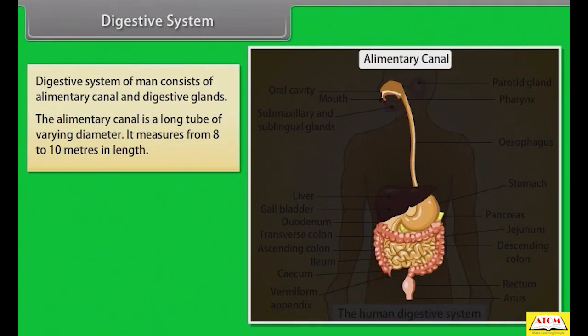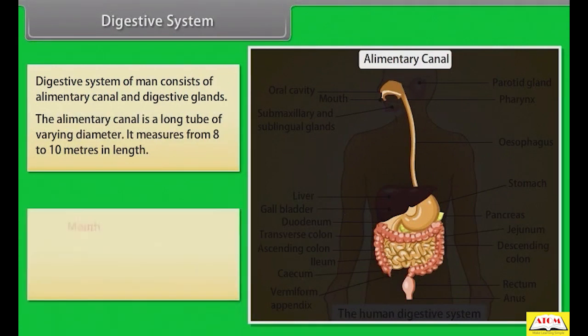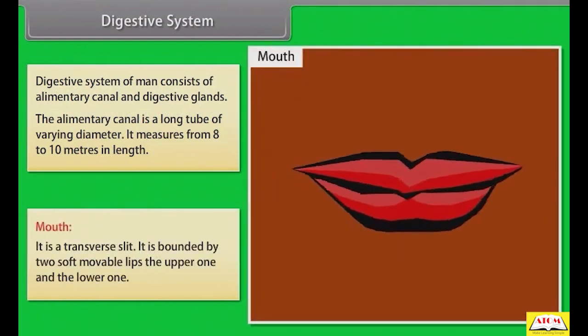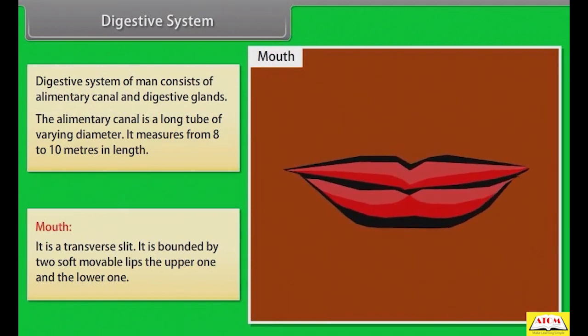The first part of the alimentary canal is the mouth. It is a transverse slit. It is bounded by two soft movable lips, the upper one and the lower one.